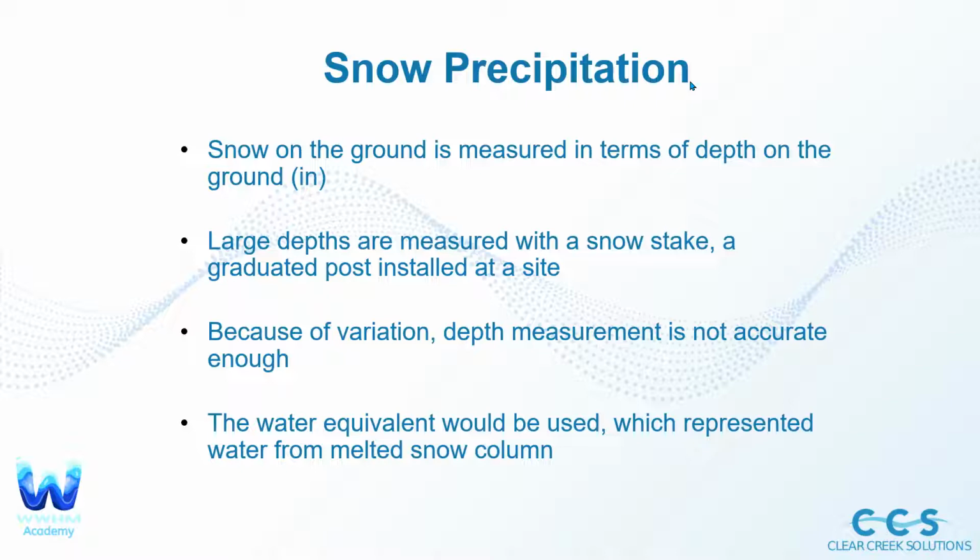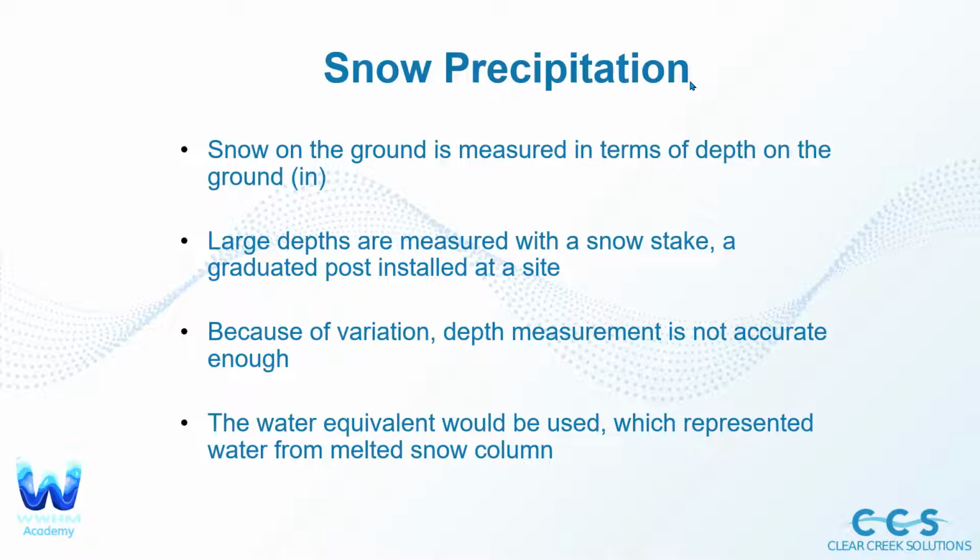Snow on the ground is measured in terms of its depth, right? If you see snowfall, it accumulates a lot of the time if it's the right temperature, and it can be measured. Large depths of snow are measured with a snow stake, which is a graduated post that can be installed anywhere. Because of the variation in depth, the measurement is not accurate enough for snowfall. So we can use snow stakes, but they're not really accurate enough for our uses as hydrologists.